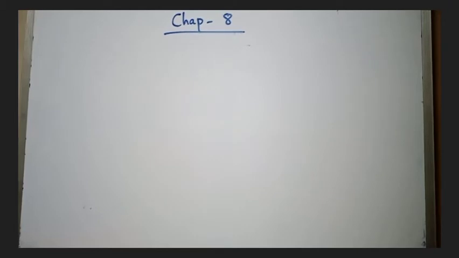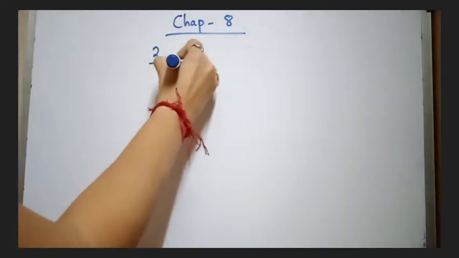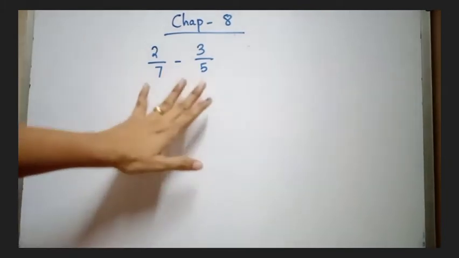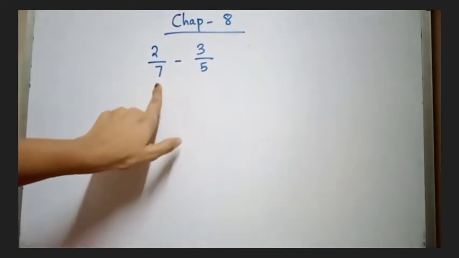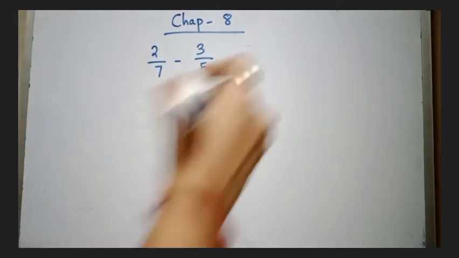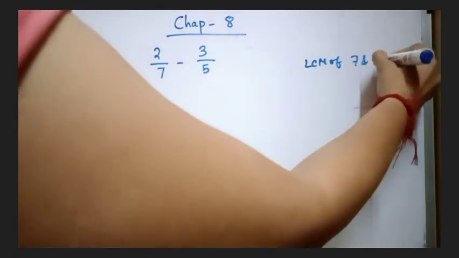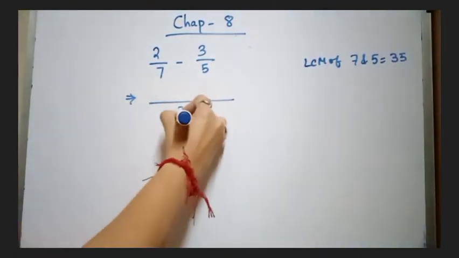Now here we are taking two examples, like 2 by 7 minus 3 by 5. Now we have to subtract them. To subtract them, what we have done earlier is that we have to find the LCM of these two numbers, 7 and 5. As 7 and 5 are co-prime numbers, the LCM of 7 and 5 will be 35. So here we will write 35.